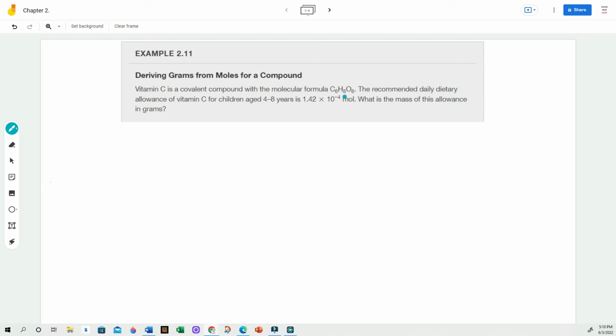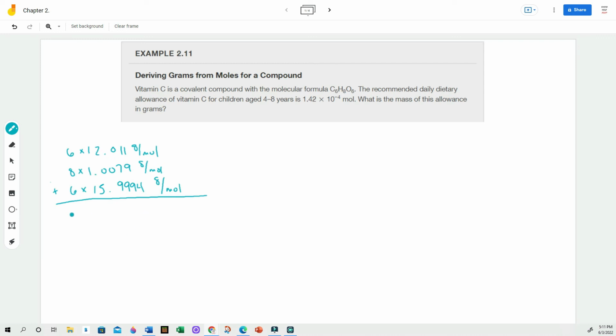Okay, great. So the first thing I'm going to do is calculate the molar mass of vitamin C based on the molecular formula. So I have 6 carbon, 12.011 grams per mole. I have 8 hydrogen, 1.00794 grams per mole. And I have 6 oxygen, and that is 15.9994 grams per mole. So what you're going to find after you calculate so many molar masses is you're going to start inadvertently memorizing the molar mass of a lot of these elements.